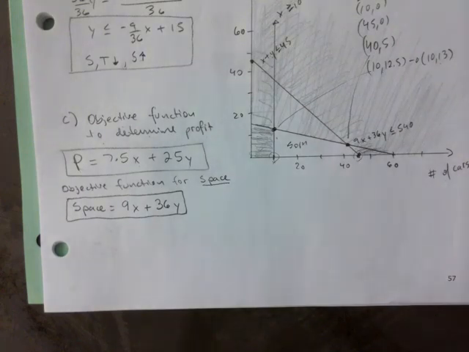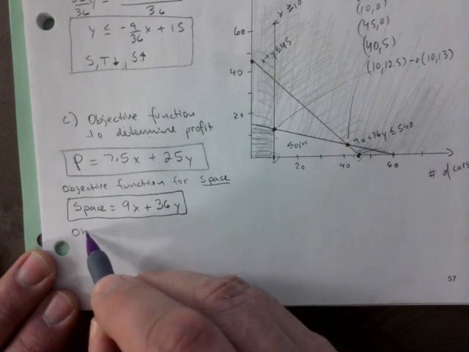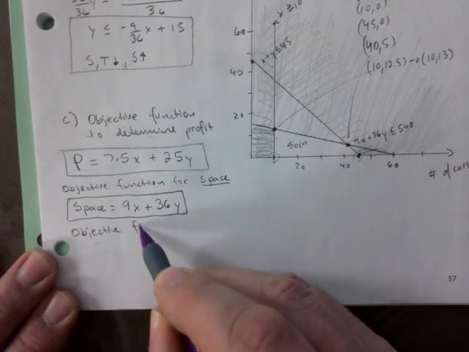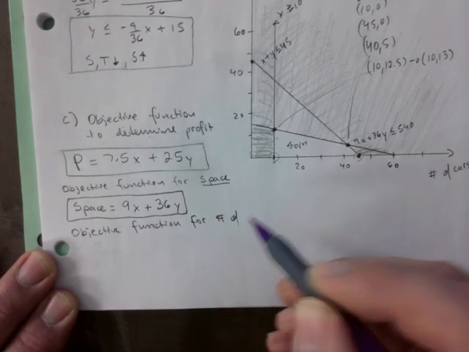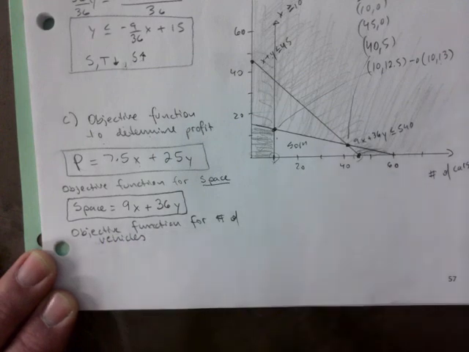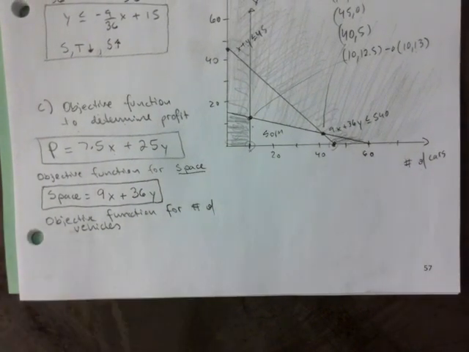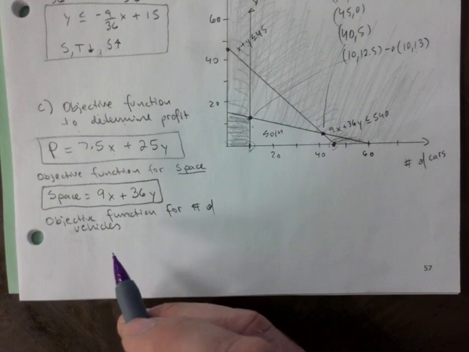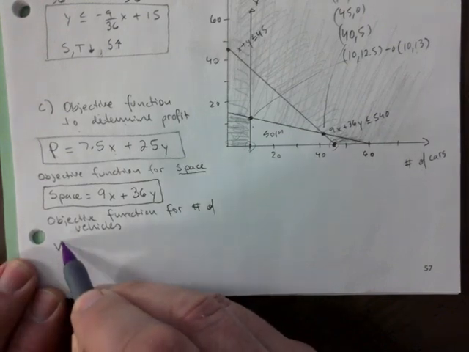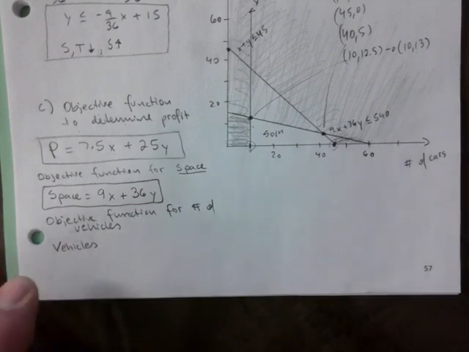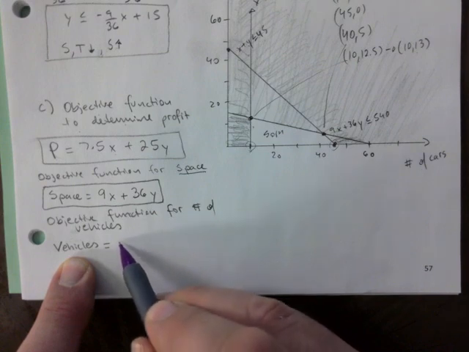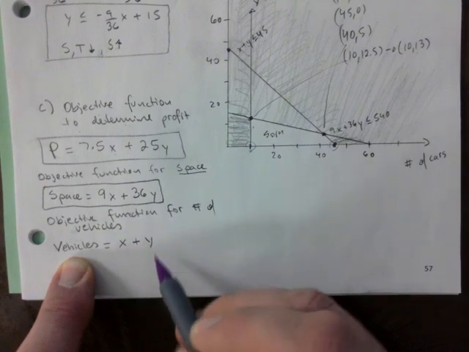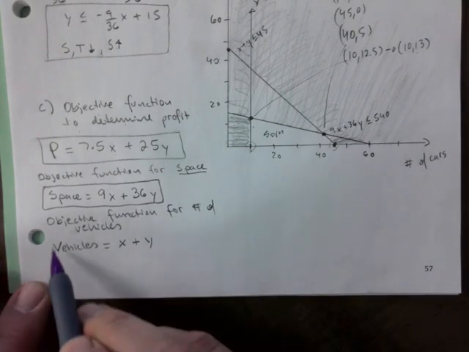Okay, let's do another one. Objective function for number of vehicles. On page 57. Objective function for number of vehicles. What if it said, hey, write the objective function that would tell us the number of vehicles that are there? I will call this V, or you could actually write out vehicles, I'm okay with that. Vehicles would be, how would you figure that out? It's just x plus y, that's it.